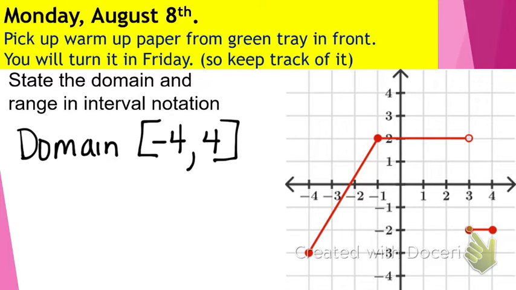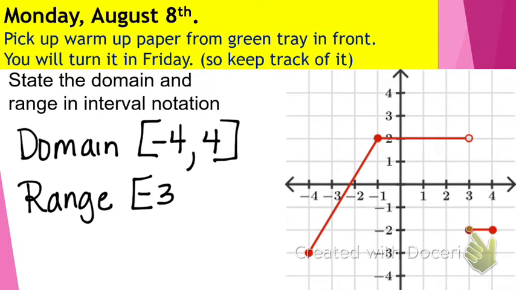Now let's do our range. So for the range, we go from the bottom to the top. Hold your pencil horizontally. How low does it go? On the y-axis, what's the lowest y value? And does that -3 get a bracket or a parentheses? Because it's closed. And then it goes up to here.